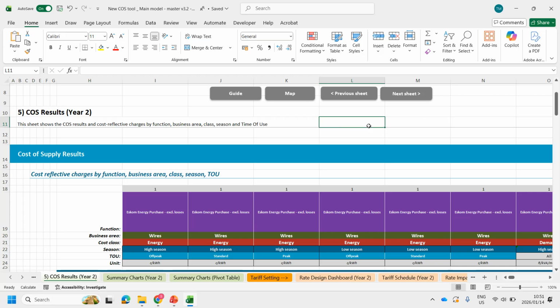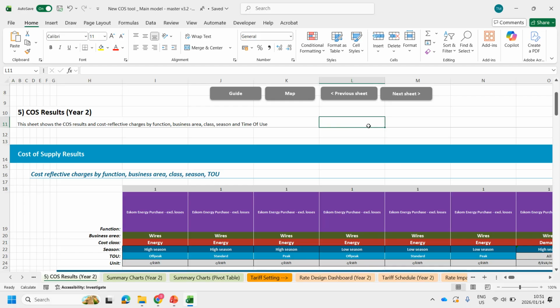In the first sheet, the cost results year 2, the purpose of this sheet is to show you the cost reflective charges. Before I continue with the video, I'd like to make a disclaimer that the cost reflective charges that you'll see in this sheet only serve to show you how much you would need to charge if you wanted to be cost reflective. These are recommendations and it doesn't necessarily mean that your tariffs must be exactly the same as them.